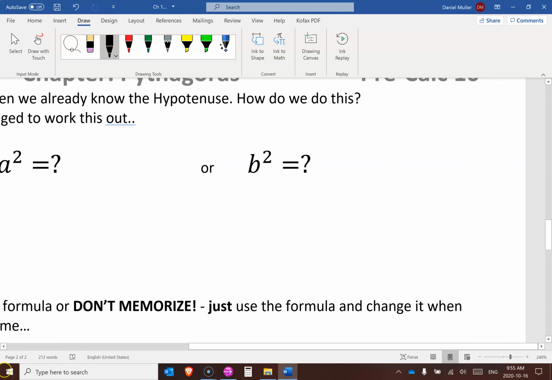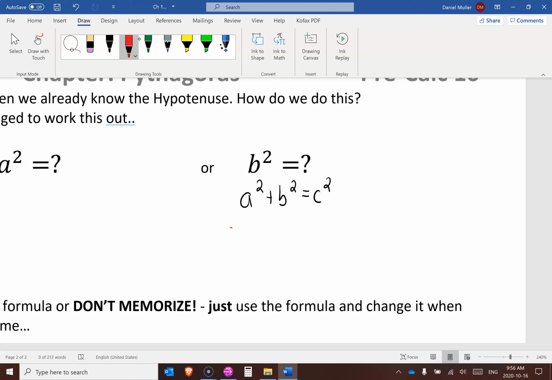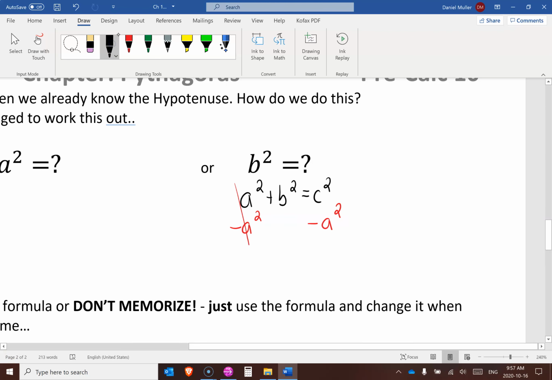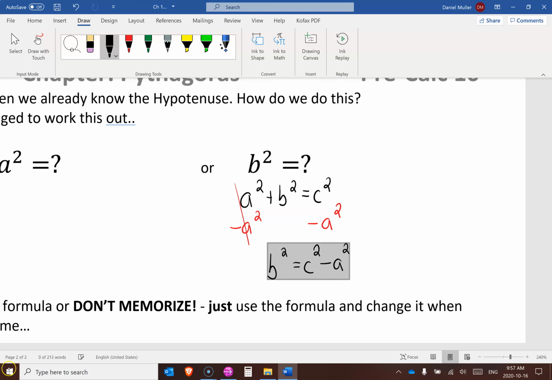Now, what if you wanted to find B? Well, let's write down here A squared, the original one, plus B squared equals C squared. And I want to solve for B, so I'll minus A squared. Now these can cancel out. B squared equals C squared minus A squared. Now I just like to write the C squared first. The C is the longer side, and then I subtract the other one.